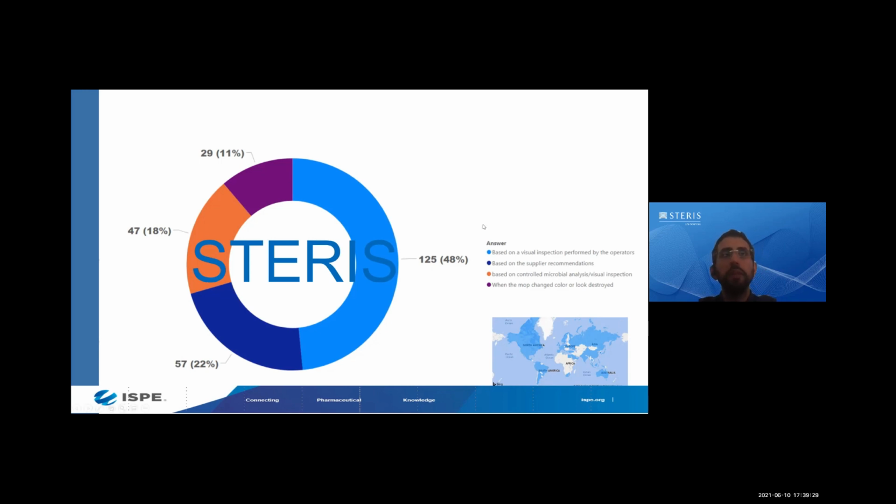Okay, and we still have 11%. I put this sensor. I didn't imagine that I would have an answer on it, but okay, I put the sensor and I had when the mop changes color and looks destroyed. This is too late.